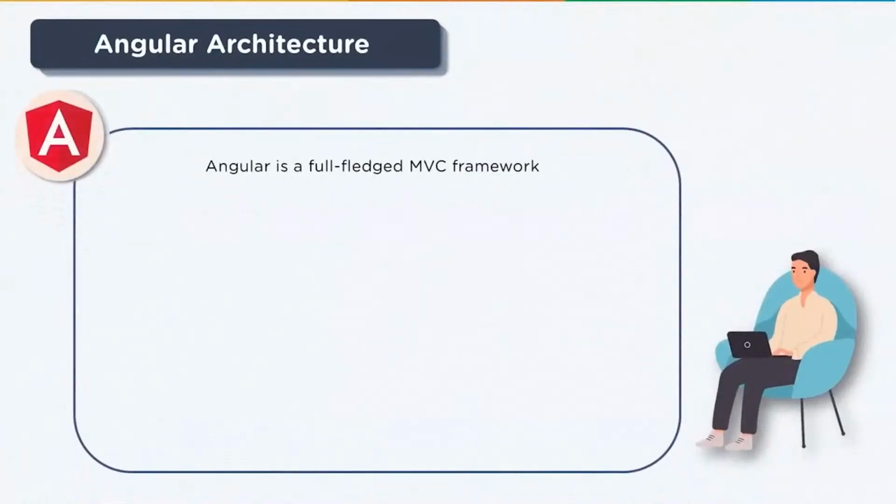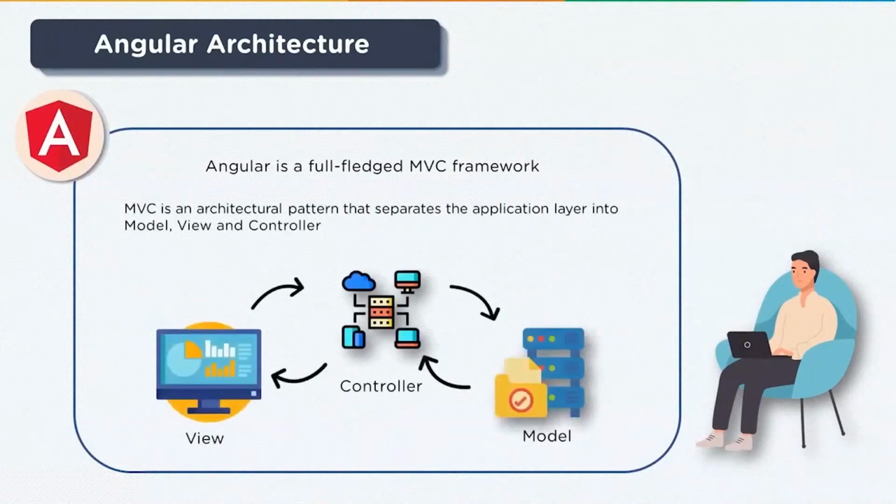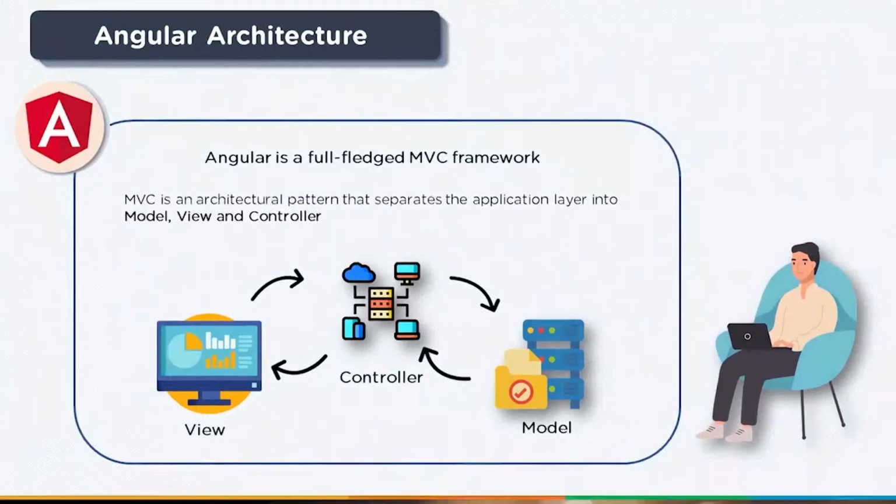Now, Angular is a full-fledged MVC framework. It provides a strong opinion on how the application should be structured, offers bidirectional data flow, and updates the real DOM. MVC, short for Model View Controller, is an architectural pattern that separates the application layer into model, view, and controller. Model relates to all the data-related logic. View, on the other hand, is used for the UI logic of the application. And controller is the brain of the setup. It is an interface between the model and view.